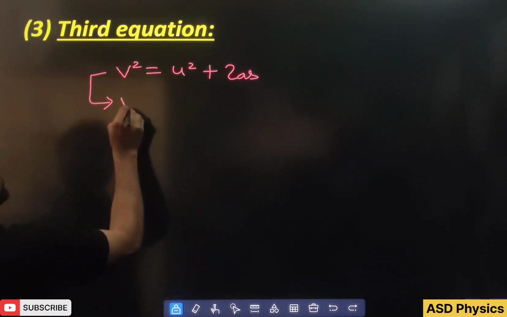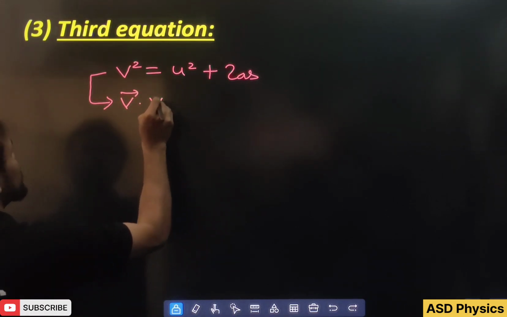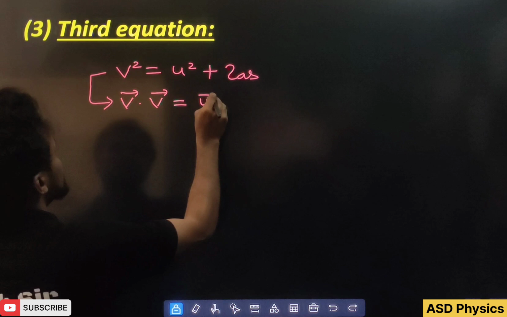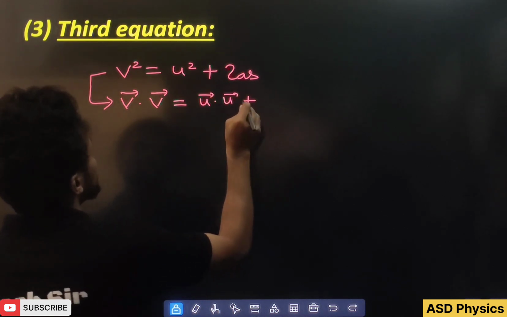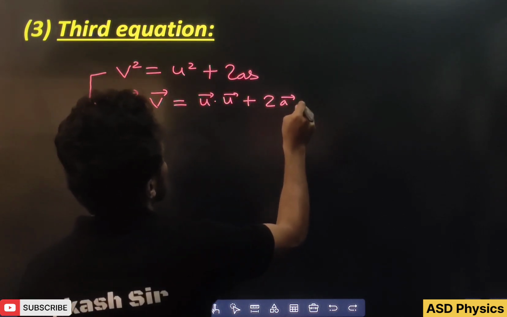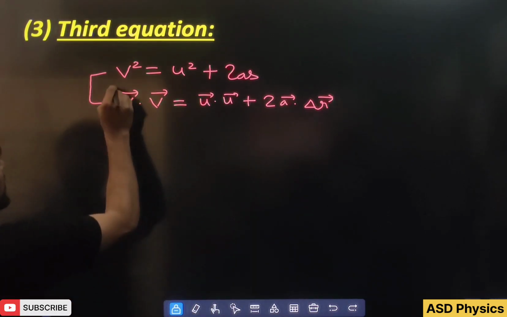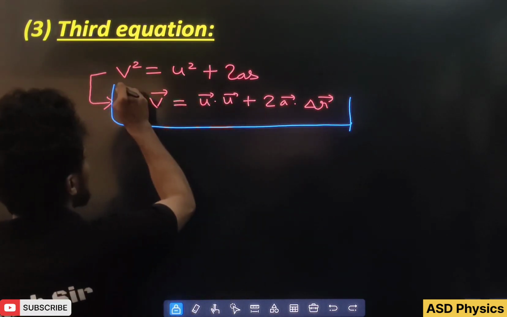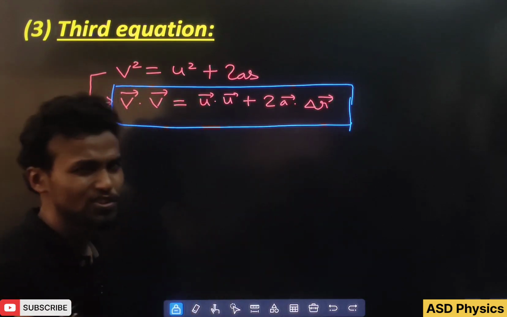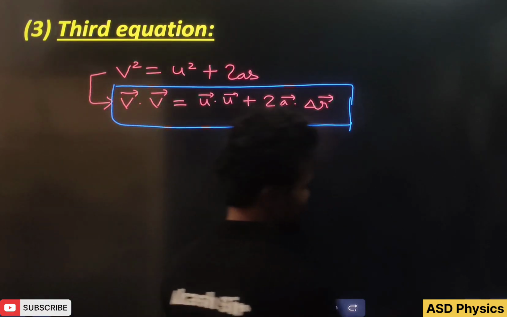Okay, so this equation always exists in which form? Scalar form only. See, vector v dot vector v is equal to vector u dot vector u plus 2 vector a dot displacement vector, how much here? Delta r. Okay, students, so this equation most of the time we solve in this form only. There is no need to break into 2 1D equations and all that.